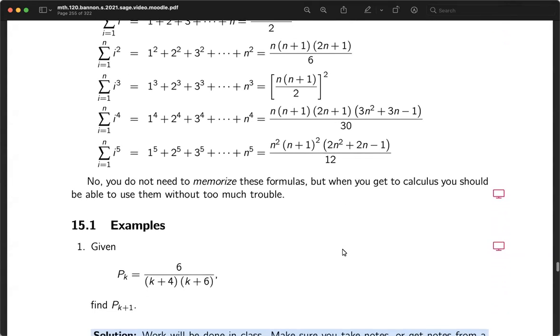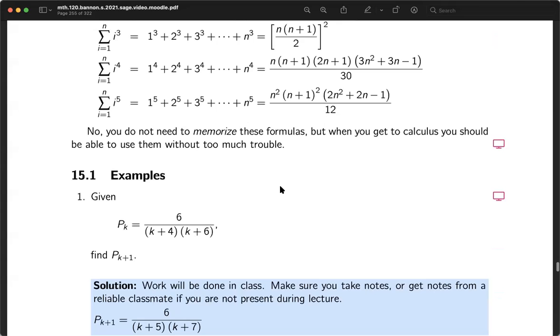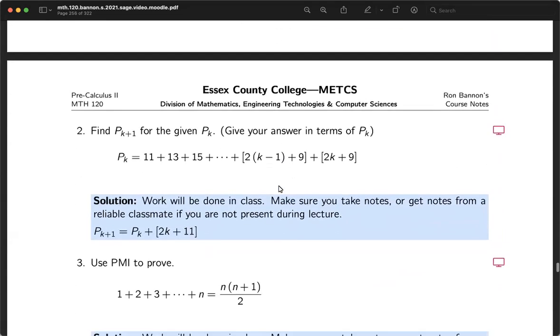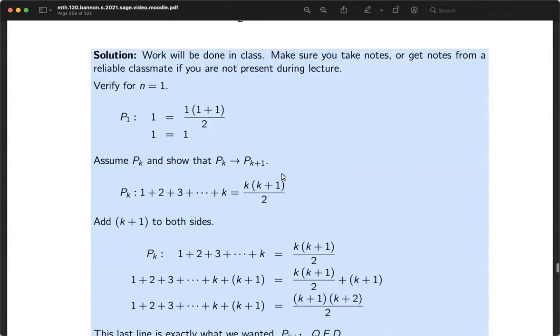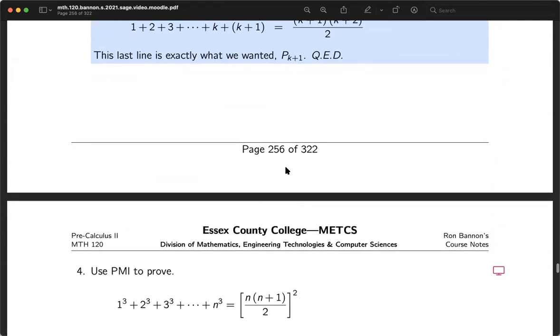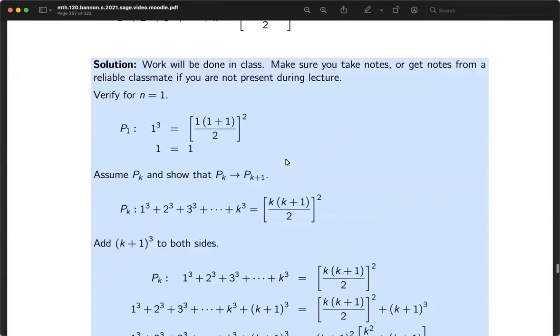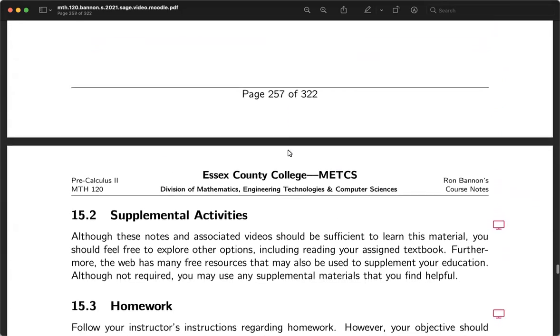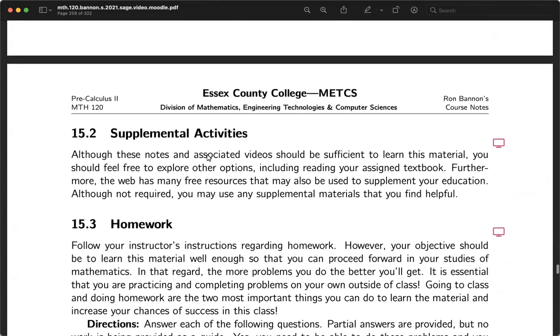All right. Then what are we going to do? After we do that, we're going to work through examples. As we work through these examples over here, it may be tough. But the intent of working through the examples over here is so you can then do what's called supplemental activities on your own without assistance.